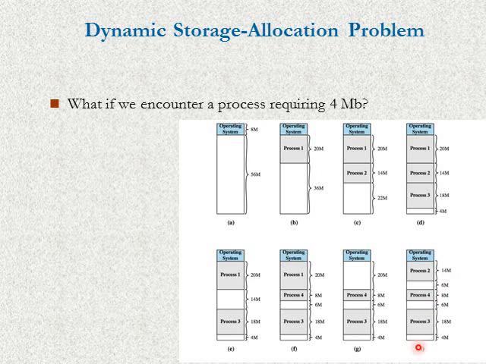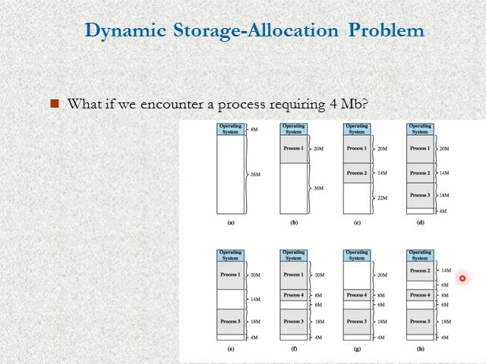Some of you may think that it should be 4 MBs, which is probably the best fit for this process, while some of you may argue that it should be this 6 MBs because this is the first hole that we encounter from the start of the main memory. So there can be multiple approaches to allocate this process to the holes that are not in any order. So what should we do in such condition?